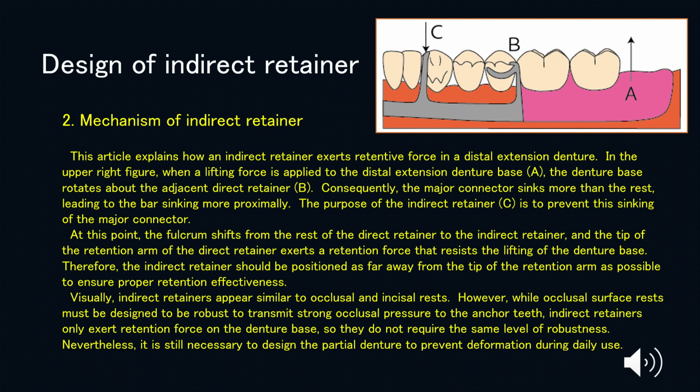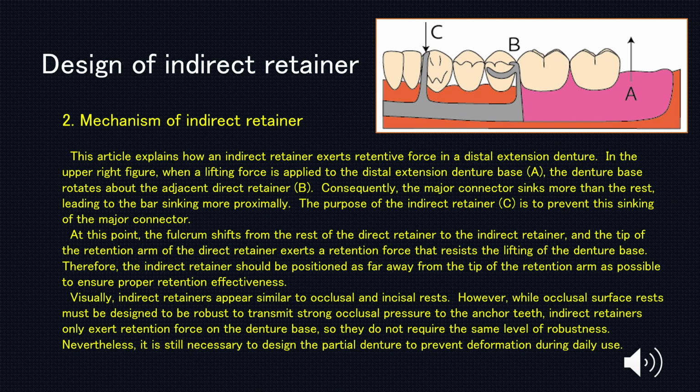2. Mechanism of indirect retainer. This article explains how an indirect retainer exerts retentive force in a distal extension denture. In the upper right figure, when a lifting force is applied to the distal extension denture base, A. The denture base rotates about the adjacent direct retainer.